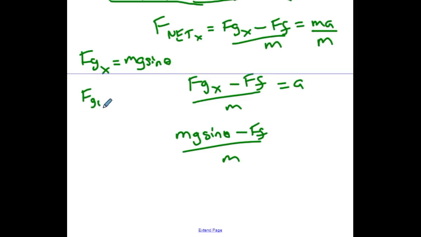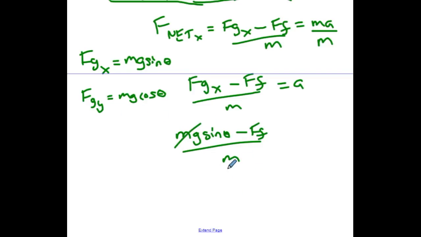And Fg in the y direction is always mg cos theta. Now, while we're doing this for the first couple of times, I'll try to explain why that is. But after a while, we're just going to kind of want to skip ahead to the shortcut version. So, now, one more thought here.